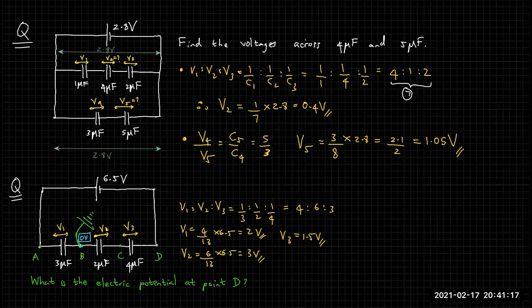Now, what is the value of V1? The value of V1 is 2 volt. The value of V2 is 3 volts. And the value of V3 is 1.5 volts. So if this point is 0 and this side is the positive side of the battery, we all know high electric potential, low electric potential, then this side should have the highest potential because that side is connected to plus.